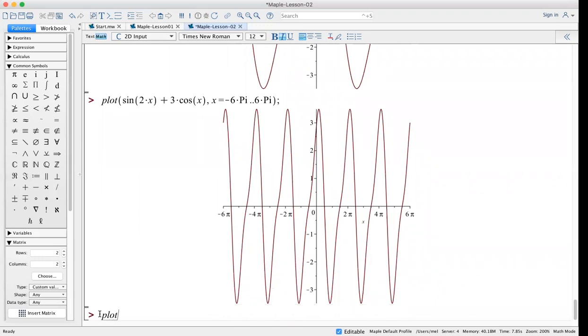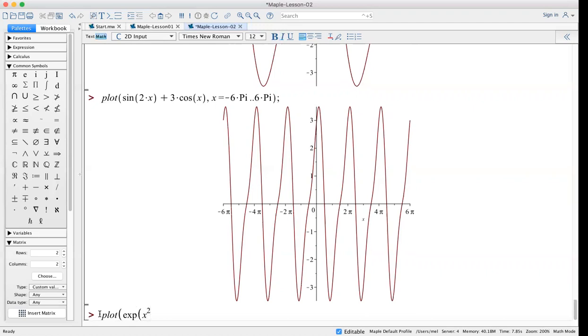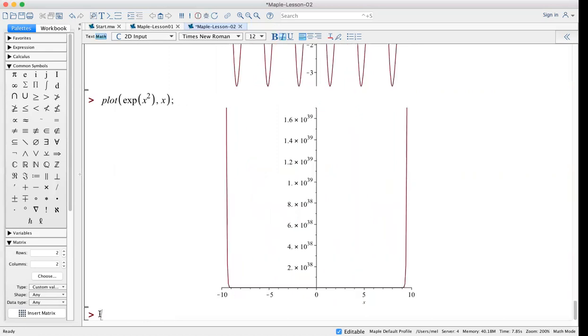The next problem is the exponential function. To write e to the x, you do not write the letter e, you write exp. This means the exponential function. And what we're exponentiating is x squared. That's what the plot looks like. Unfortunately, it's shooting up really fast. It's like 10 to the 39th in this small range. So you can't see very well what's going on.